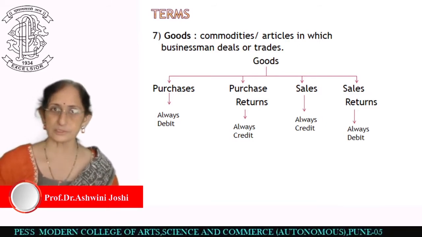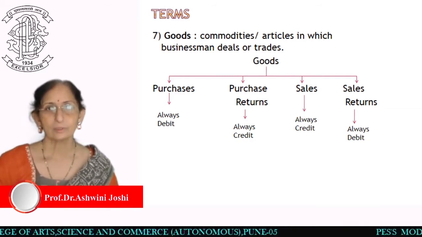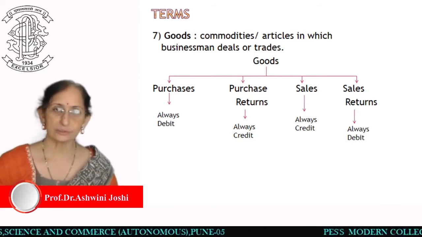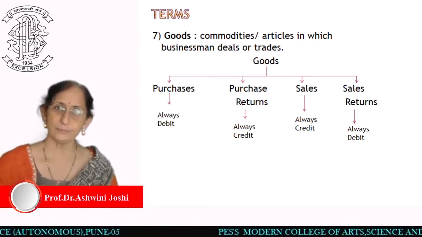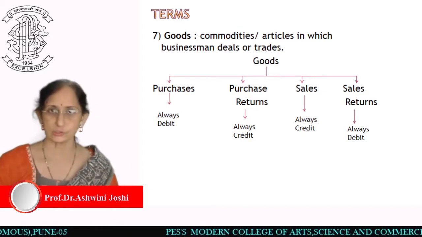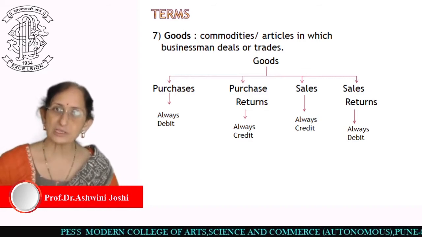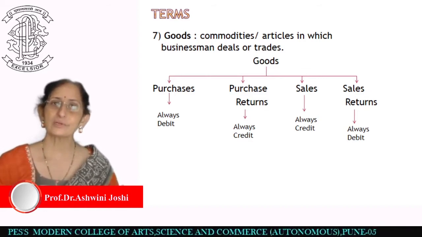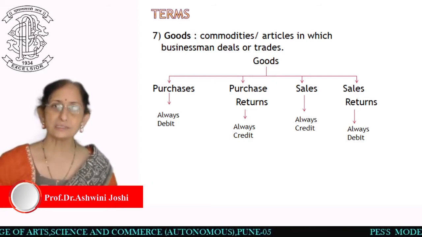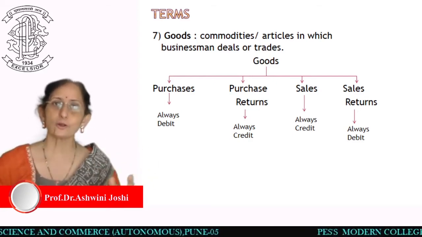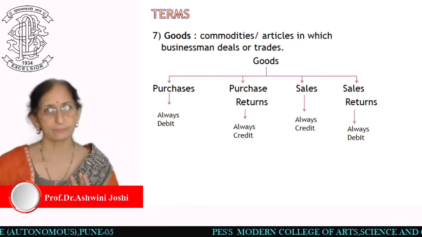I'll tell you two examples. Suppose a dealer is dealing in electronic goods. Then TV, washing machine, AC, all will be his goods. But in his shop, whatever sofa set he has, whatever small table, chair he has, they become his assets. But all electronic items will basically be his goods.